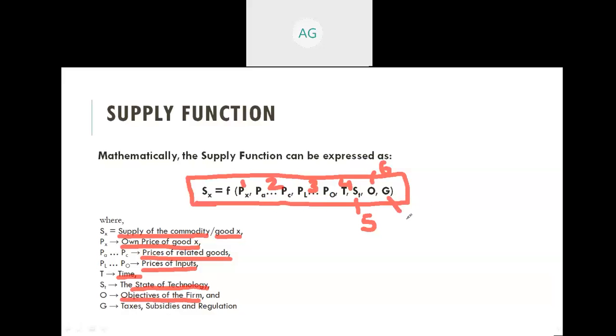Then the seventh factor is denoted by capital G. It denotes the taxes, subsidies, and regulations by the government. That's why it is denoted by capital G. So the supply function is basically dependent on 7 factors, and these are the 7 factors with their description. Let us see each of these factors one by one in the later slides. Just remember this mathematical supply function expression. Moving to the next slide.